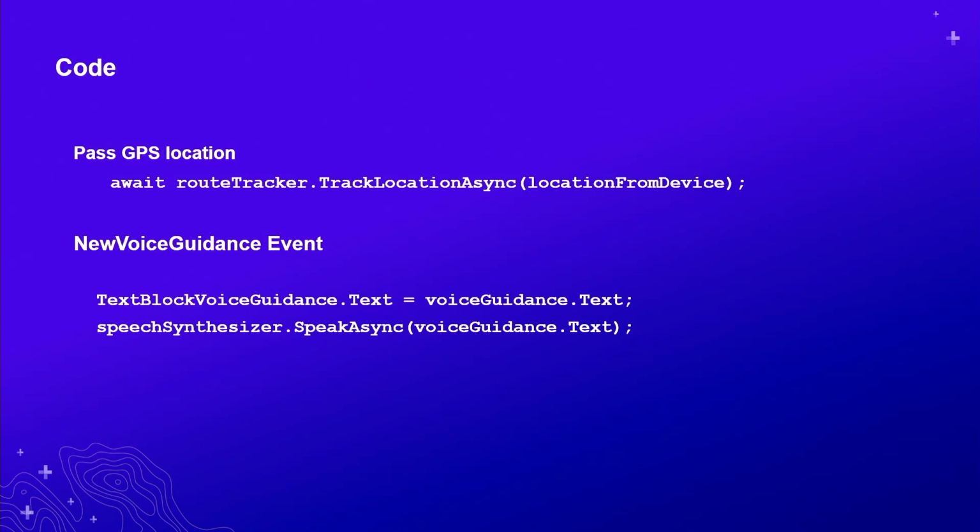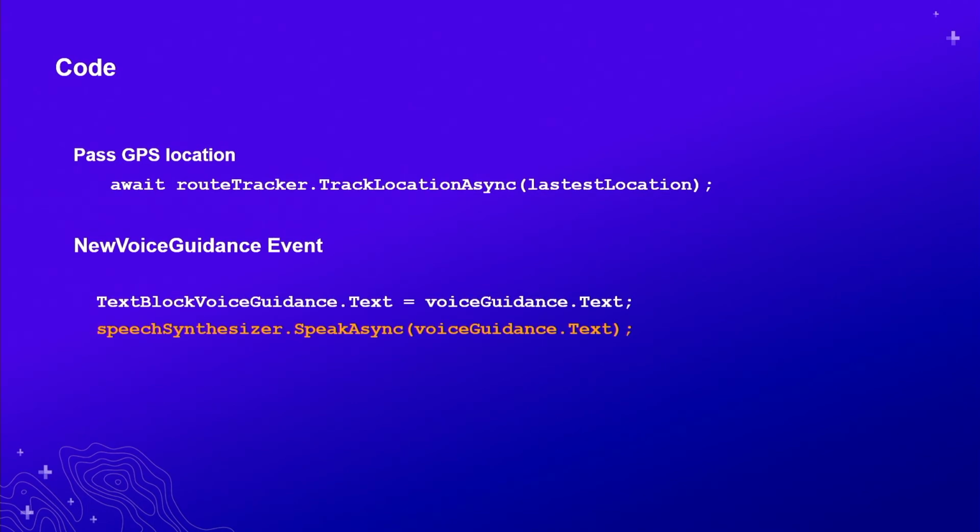So if we look at some code, we pass into the route tracker and into a method. We pass the location from the device that you're currently at. And if we're responding to something like a new voice guidance event, we might take that voice guidance and show it to the user in some sort of text form, but we also might pass it to some sort of text-to-speech engine.